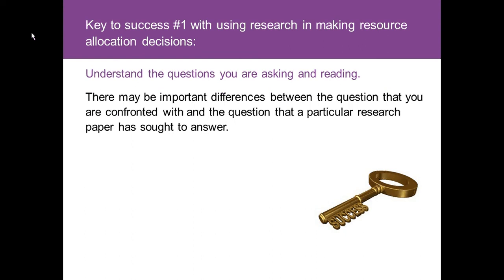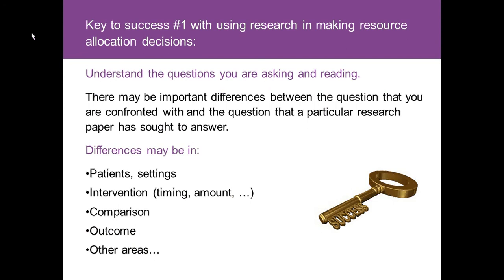So the first key to success is to understand the differences between the questions you are asking from a resource allocation perspective and what you are reading in the research papers. There may be important differences between these questions that will affect the answer that you come to. The differences may be in the patient populations being examined, the settings in which the healthcare is provided, the intervention itself, what the comparison is, what the outcome is, and a whole range of other potential areas.